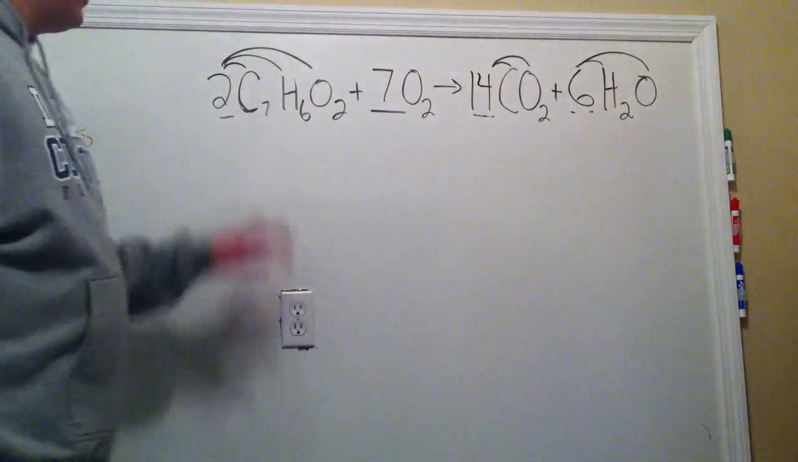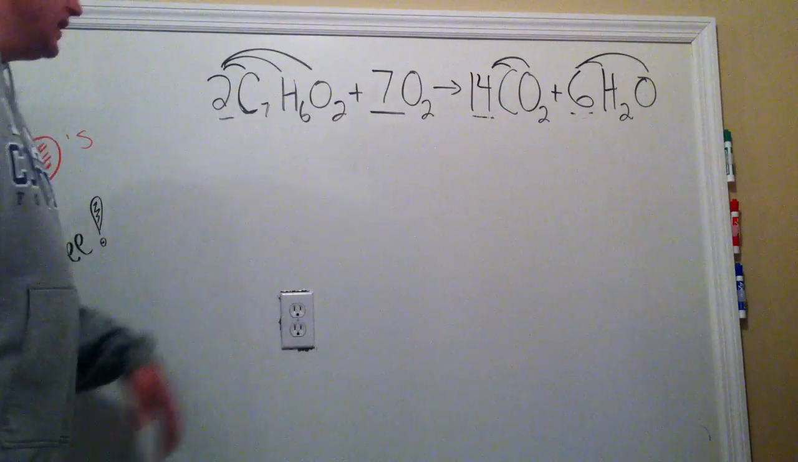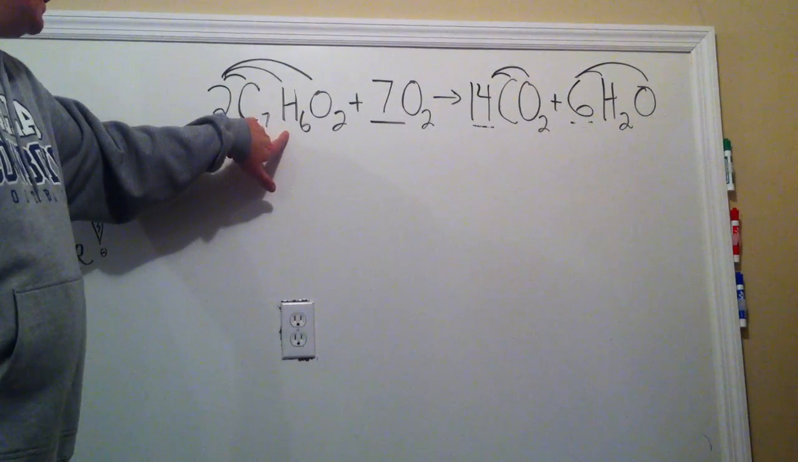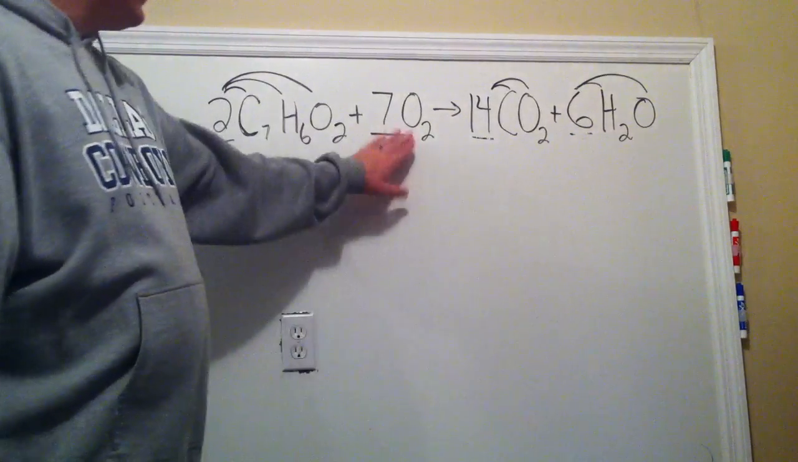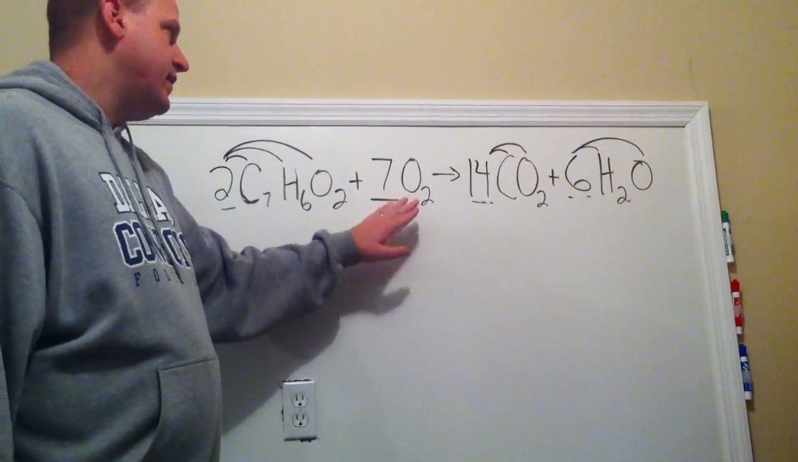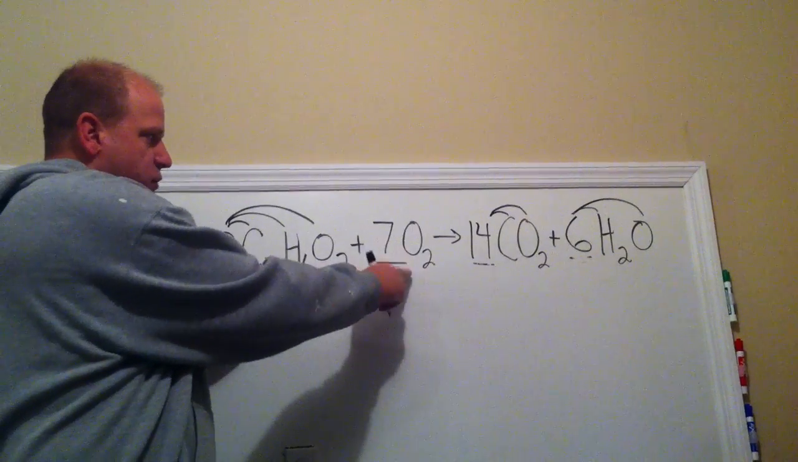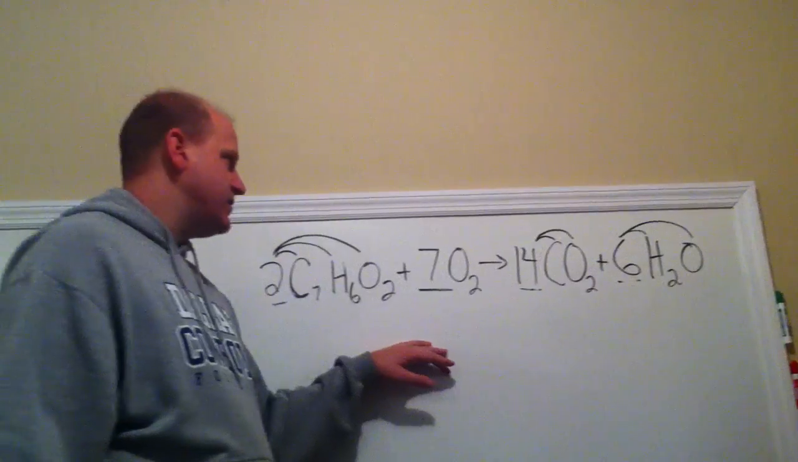So now we've evened out our carbon. Here's 14 carbon. There's 14 carbon. Those are evened out. So the hydrogen. We've got 12 hydrogen right here on my reactant side. I've got 12 hydrogen on my product side. Let's look at the oxygen. Now I know this is going to be off, but right now I've got 4 plus 14 gives me a total of 18 oxygen on my reactant side.